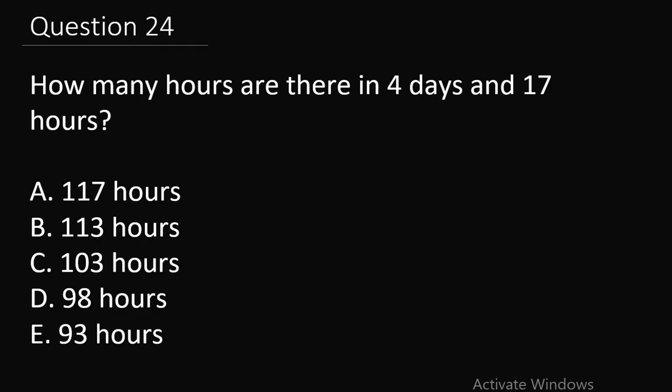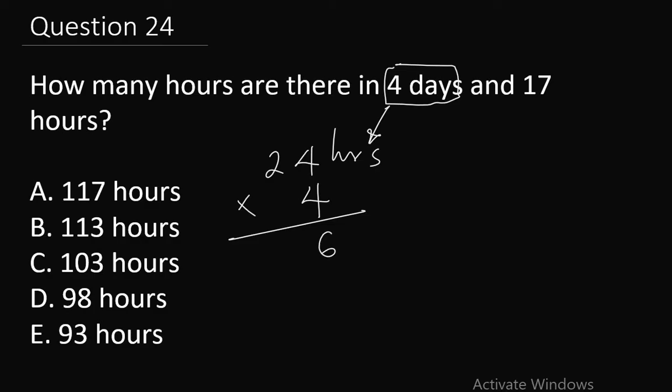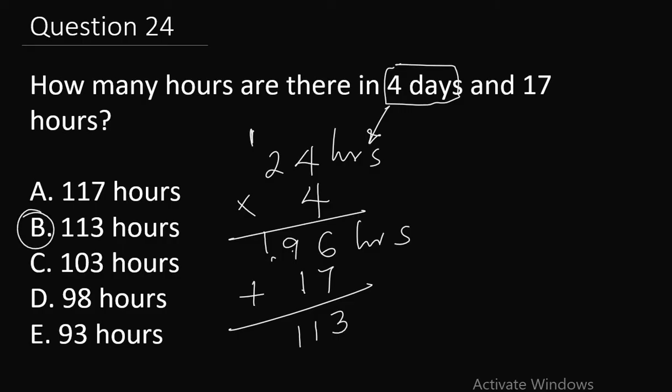Question 24 says, how many hours are there in 4 days and 17 hours? Okay, let's break this into 2, 4 days and then 17 hours. Remember, 24 hours make 1 day. So for 4 days, you multiply 24 by 4. 4 times 4 is 16, 6 carry 1, 4 times 2, 8 plus 1. That's 96 hours. 4 days is 96 hours. Then add 17 hours to this. 7 plus 6 is 13, 3 carry 1, 9, 10, 11. So 113 hours, option B is the correct answer.